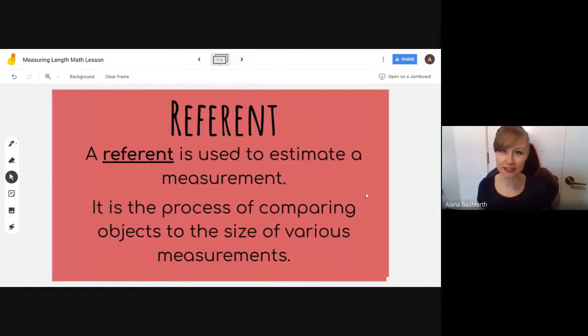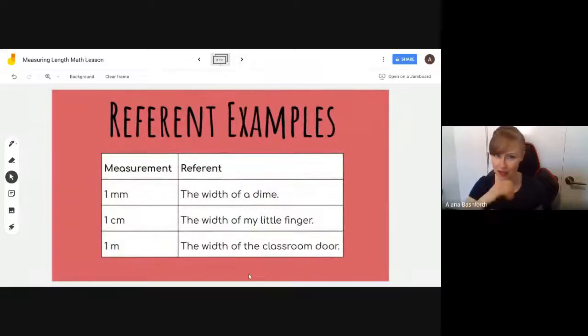All right, the next thing that you need to know about is a referent. A referent is used to estimate a measurement. It is the process of comparing objects to the size of various measurements. So think of something that is 1 millimeter big, or something that is 1 centimeter big, or something that is 1 meter big, long, whatever. I don't have a meter stick here at home, so I can't show you that. But here are some examples of referents for each of our measurements.